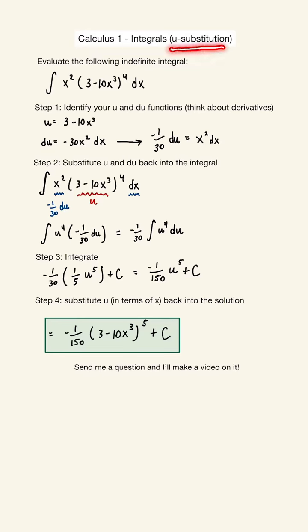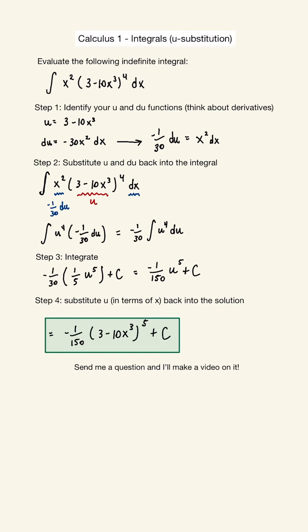Here we have another u-substitution example problem for evaluating integrals. So we want to evaluate the following integral using u-substitution. And so the first step in using u-substitution is defining our u and du terms.